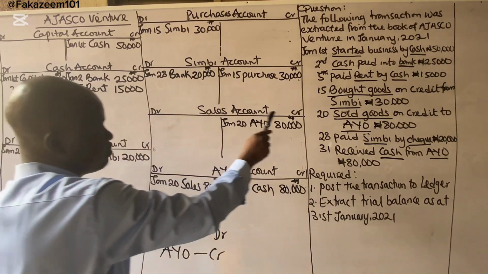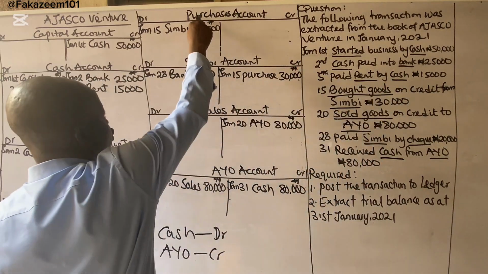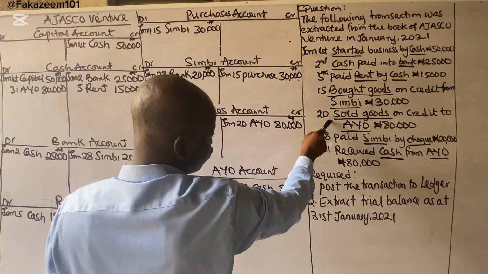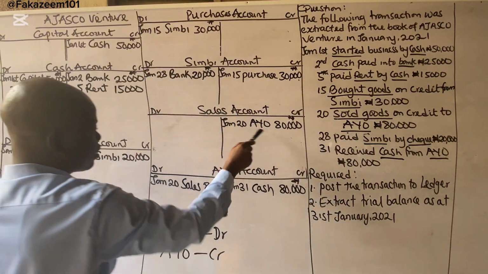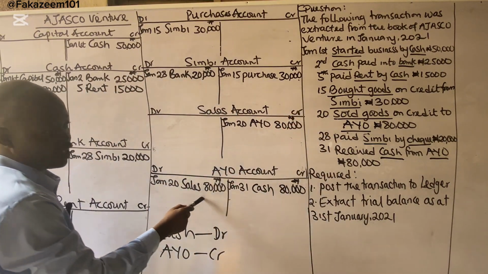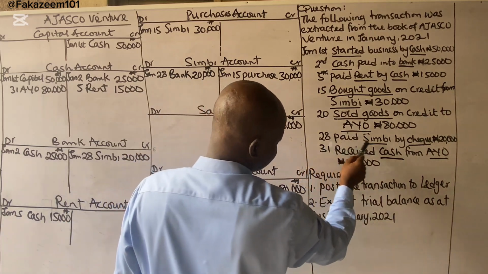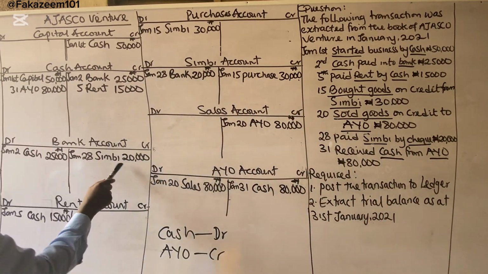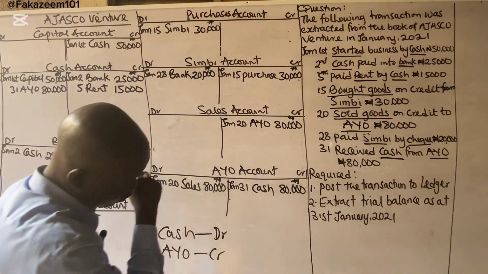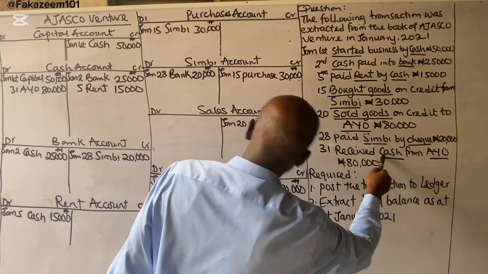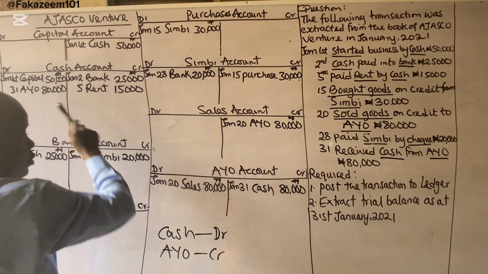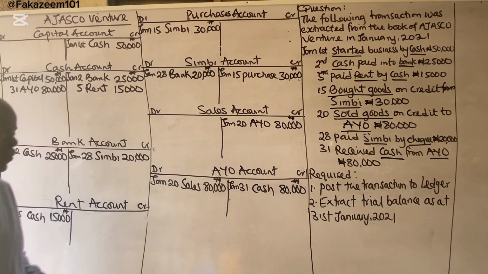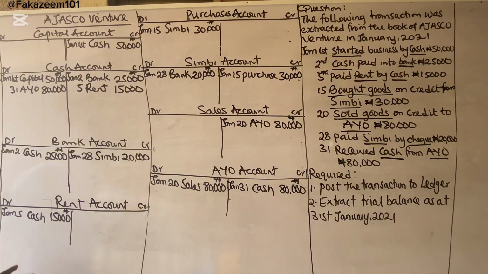On the 15th, bought goods on credit. Bought goods means purchase. We debit purchase and we credit Simbi. On the 20th, sold goods on credit. We credit sales for goods going out and we debit Ayo. On the 28th, paid Simbi by cheque. We debit Simbi and we credit bank account. And on the 31st, received cash from Ayo. We debit cash account and we credit Ayo's account. Now, we have posted all the transactions to the ledger.